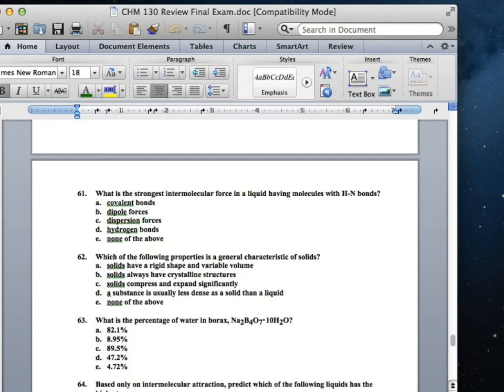Oh man, bunch of calculations. Hey, I got another one. 63. Percentage of water in borax. Okay. This is kind of one of my least favorite things when we reference percentage because we're always vague about it. They're really saying the percentage by mass of water in borax. So how do we figure this out?